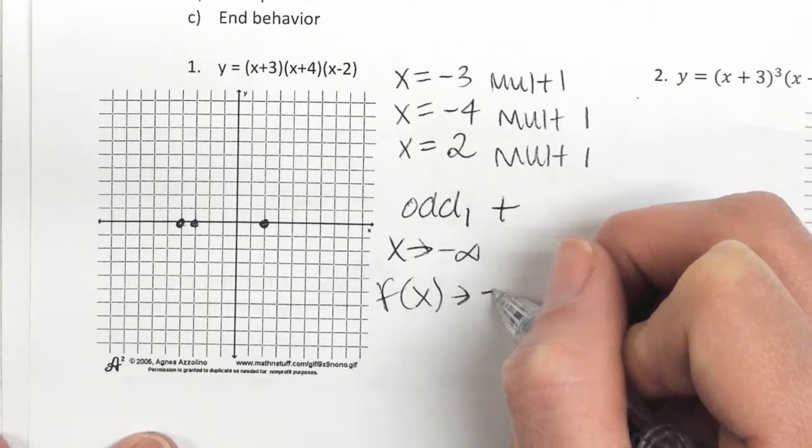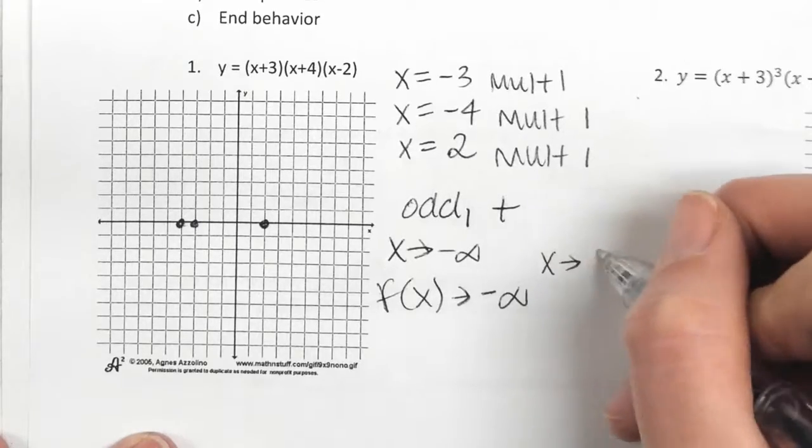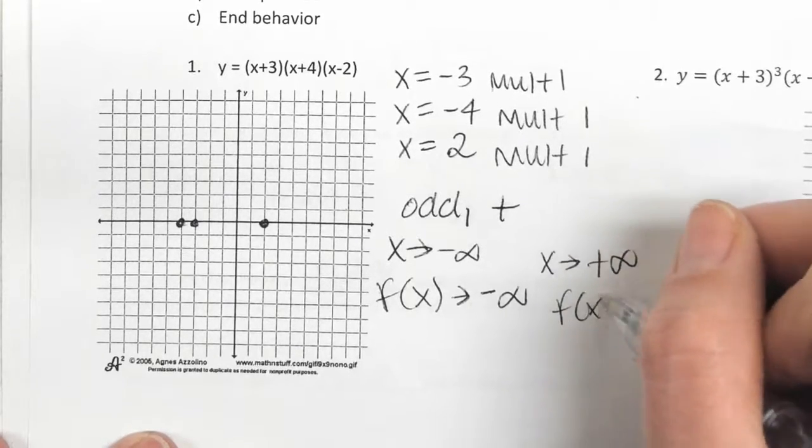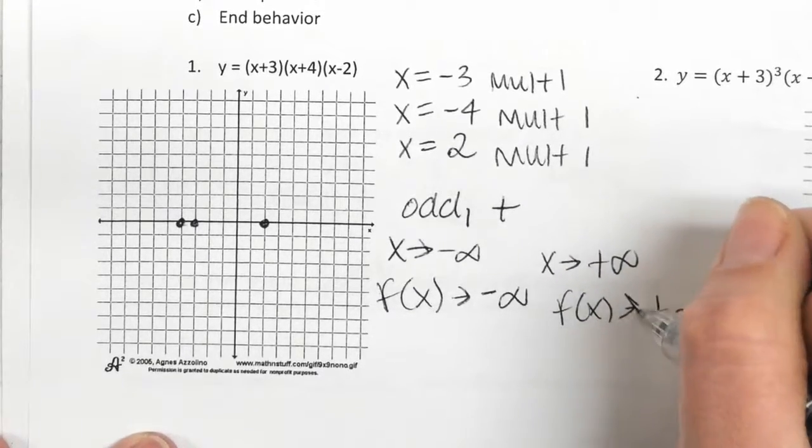And as x goes to the right side, f of x will go to what? Positive. Alright.